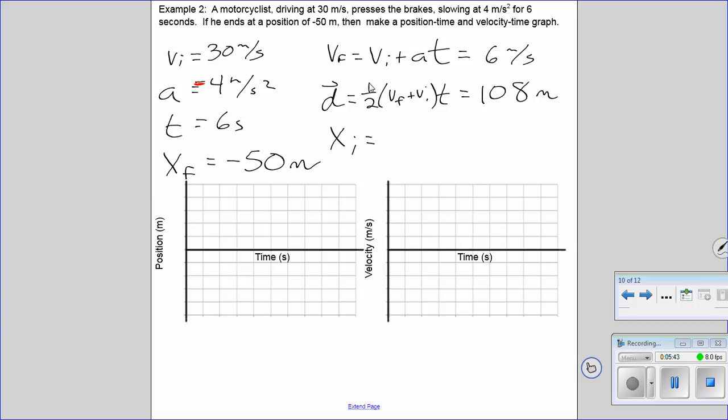Oh. Okay. So to find the initial position, you can either kind of logic through it, or you can use this idea. I know that displacement is final position minus initial position, right? So that means my displacement, my 108, has got to equal my final position, negative 50, minus my xi. And do some algebra, and you find out that your initial position was negative 158.